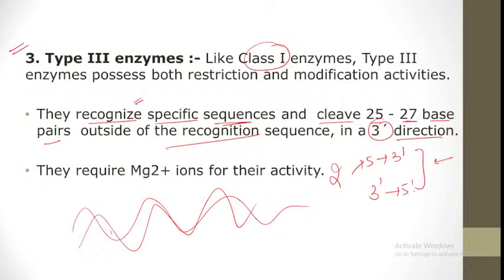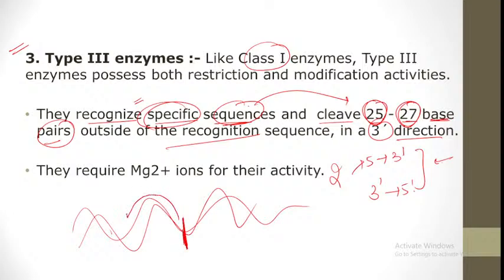But what is it saying? That type 3 recognizes specific sequences, and they cleave at 25 to 27 base pairs outside the recognition site. For example, let's say the recognition site was here, so it would be cleaving 25 base pairs outside that in the 3' direction. Again, it is a bad thing for the gene manipulation process, right? So that is the reason why type 3 is also not used.